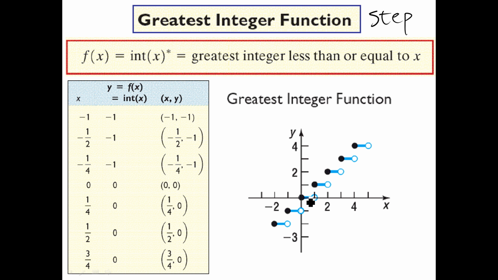We're at a quarter, we're at a half, we're at 3 quarters. Not until we hit x of 1 do we jump up to a y value of 1. Same thing here, 1.1, 1.2, 1.3, 1.4, you get up to 1.9, still here, 2, jump up to the next y value, so y is 2 here. Alright, so it will look like a set of stairs going up, step function, also the greatest integer function.